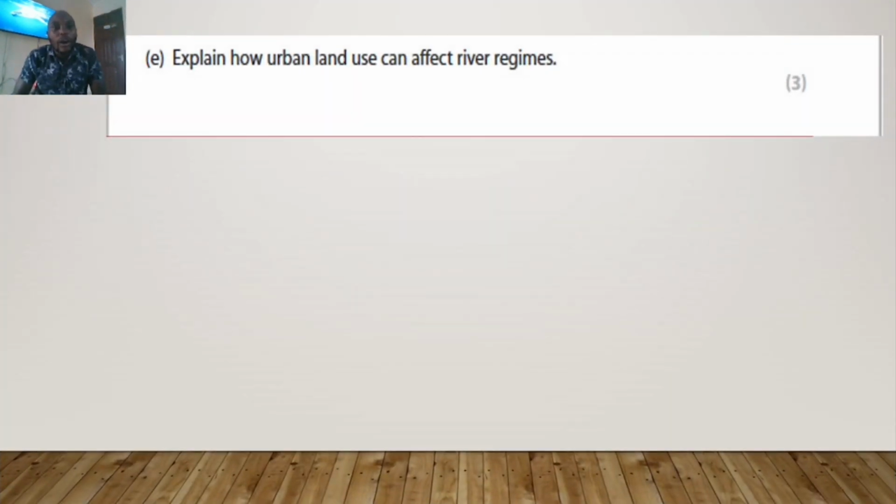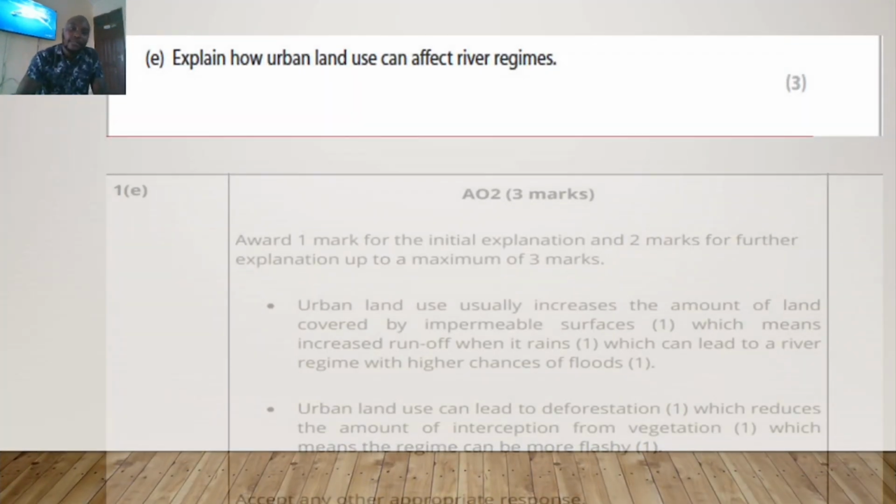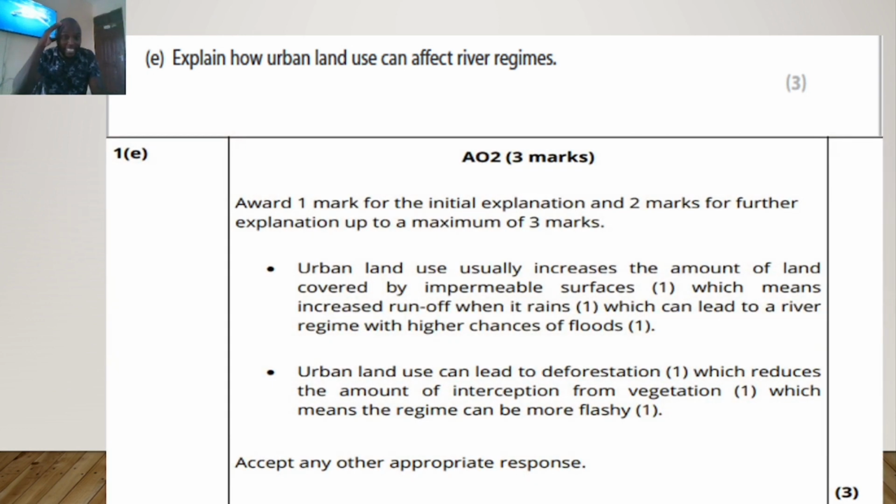Then another one: explain how urban land use can affect river regimes. We've talked about that severally. Urban land use usually increases the amount of land covered by impermeable surfaces, which means increased runoff when it rains, which can lead to a river regime with higher chance of floods. That is very clear. When you are explaining, please expound your answer, explain fully.